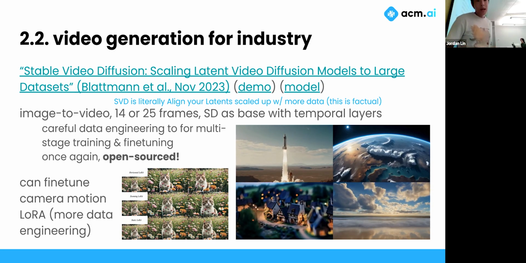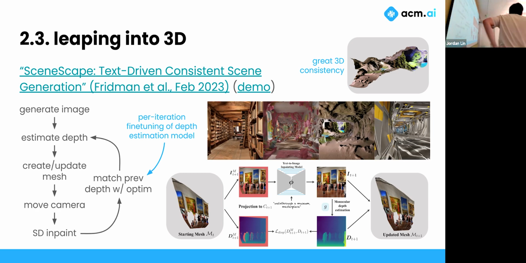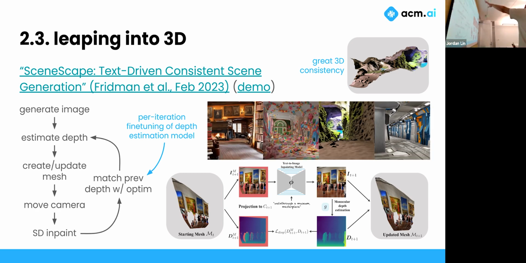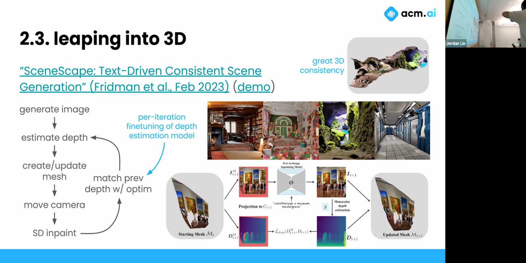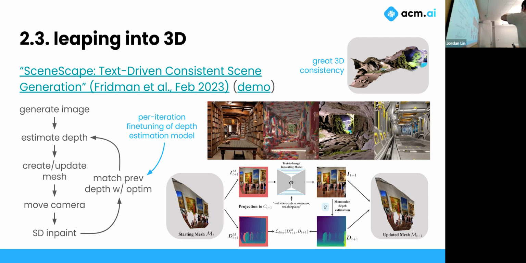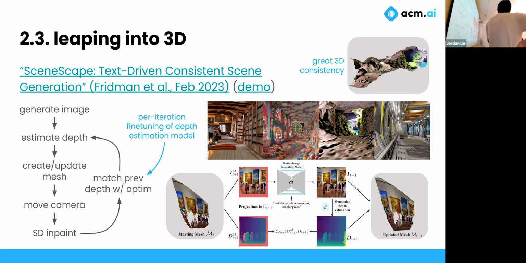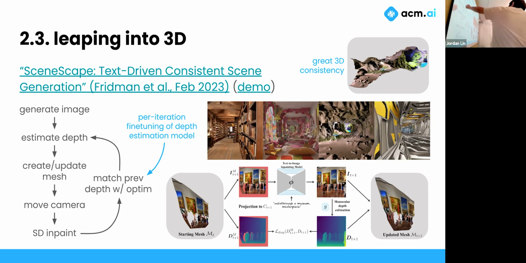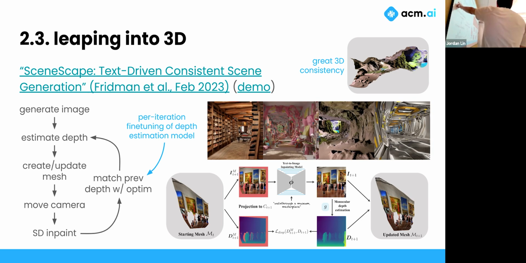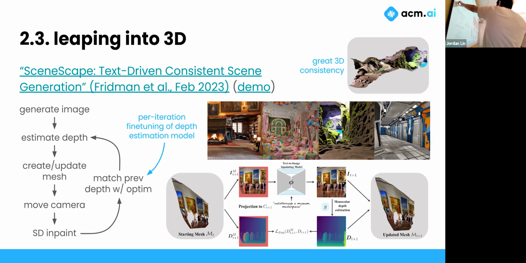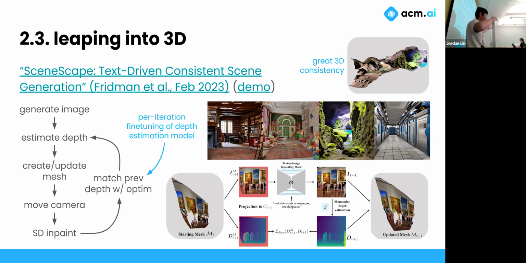Okay. All right. Then we leap into 3D. So we have this paper called SceneScape that came out around February 2023. Basically what this particular paper does is it tries to take advantage of the in-painting abilities of Stable Diffusion. Here's the pipeline. We first generate an image, right? We estimate the depth of that image. Based on this depth, we project this image into 3D space, right?